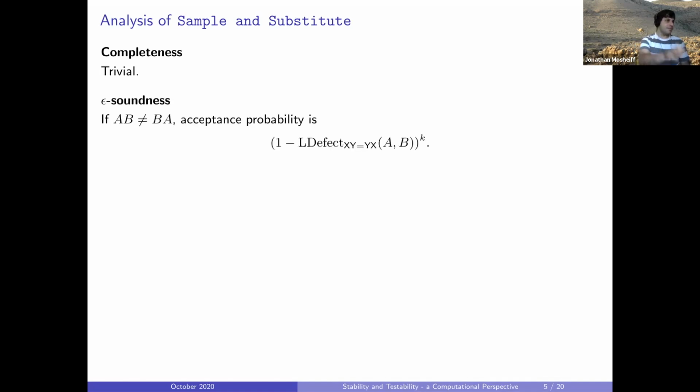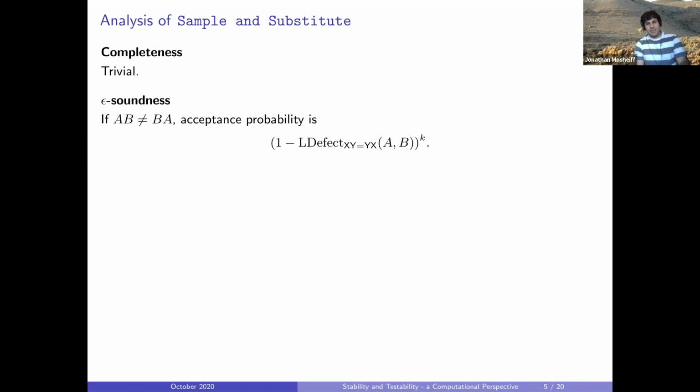So that's good. What about soundness? As we just said, the probability that we're going to reject the permutations in a given iteration is just equal to the local defect. So the probability that all k iterations will not find any violation, even though there is a violation, is just 1 minus the local defect to the k.